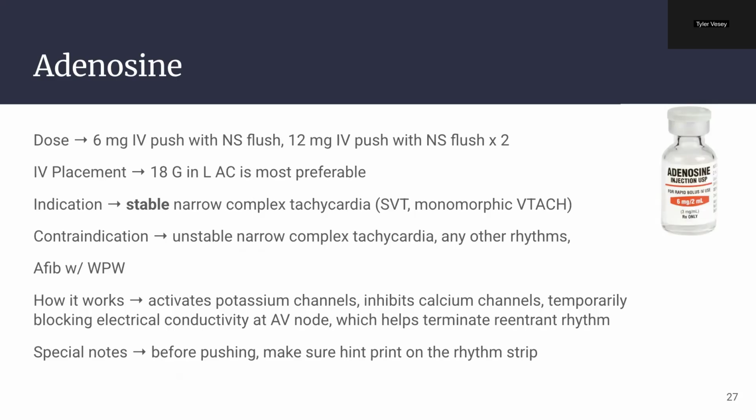Indication: stable, our keyword, stable, narrow complex tachycardia. Contraindications would be unstable patient, any other rhythms other than a narrow complex tachycardia, and AFib with Wolff-Parkinson-White. How does adenosine work? It activates potassium channels, inhibits calcium channels, which temporarily blocks electrical conductivity at the AV node, which helps terminate your reentrant rhythm.